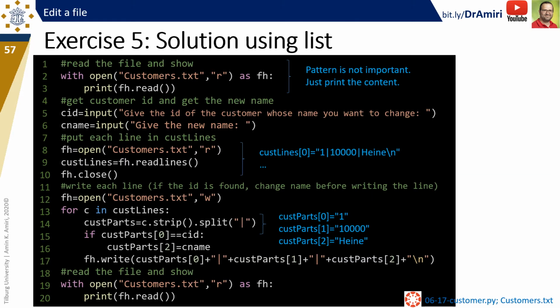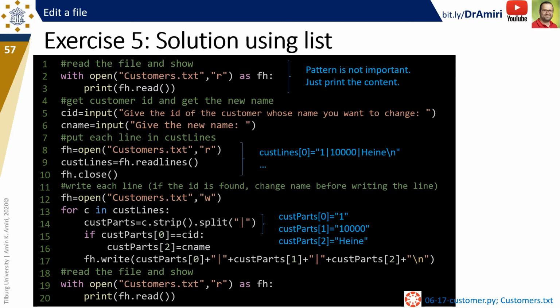Here is the answer to this question. First, you need to show the content of the file to the user. You don't care about the pattern, therefore you just simply need to read the content of the file using the read method and print everything. I use a with statement here to do the same thing so that I don't need to write the close function, in lines 1 to 3. So in lines 4 to 6, I get the input from the user, the ID of the customer whose name we want to change, and the new name from the user.